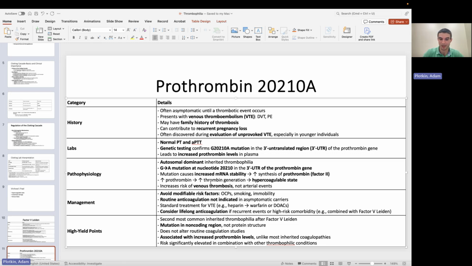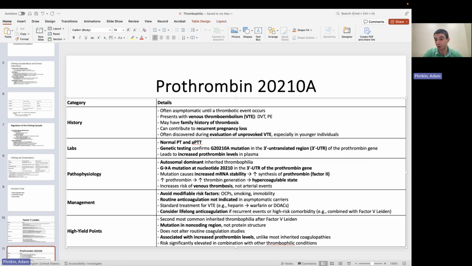It increases the risk of venous thrombosis. Again, management is going to be the same for everything, so I don't really need to repeat it. Limit the risk factors, give them anticoagulation, consider long-term anticoagulation. So the high yield point: this is the second most common inherited thrombophilia after factor V Leiden. It's a mutation in this non-coding 3' untranslated region. It does not alter our normal coagulation studies.